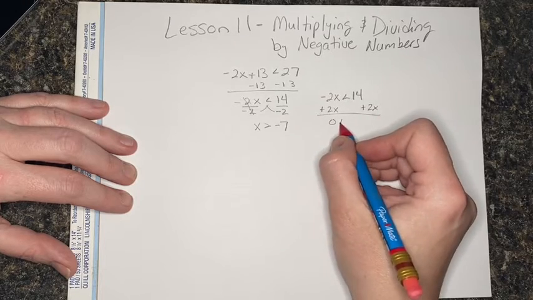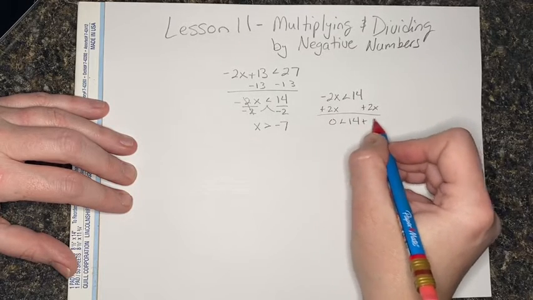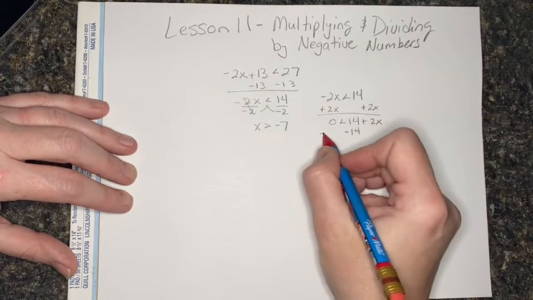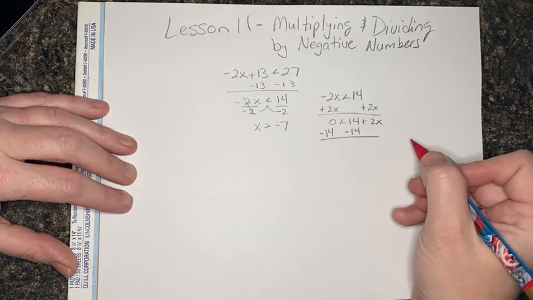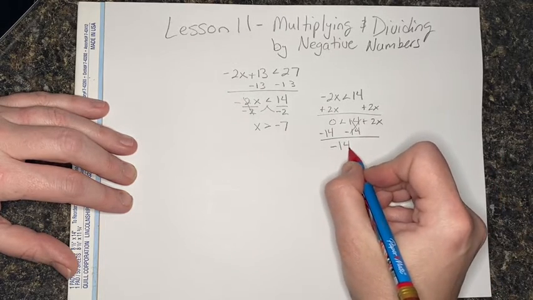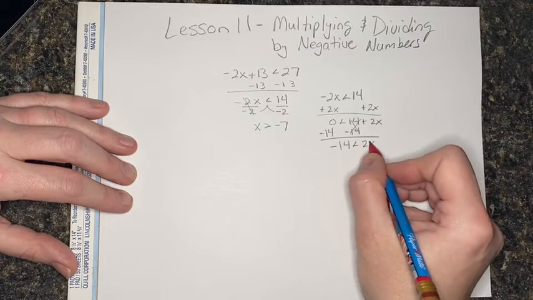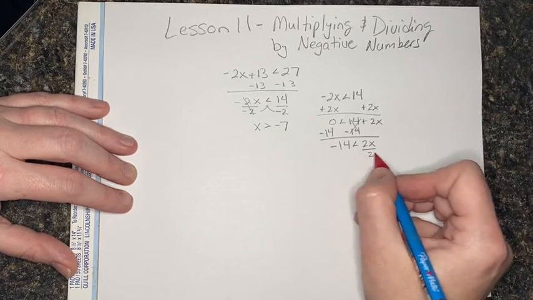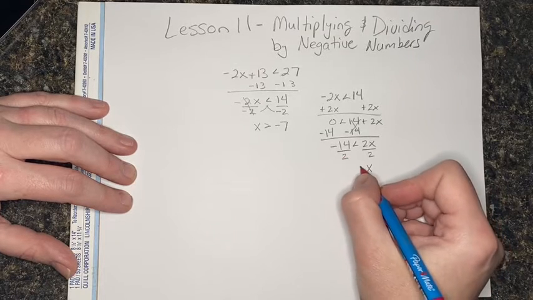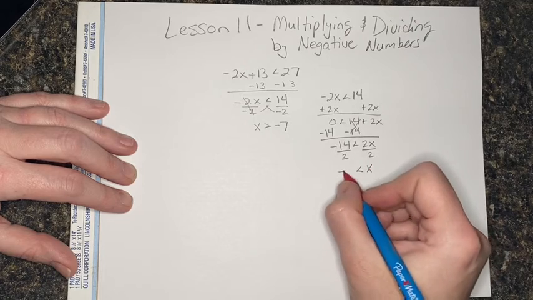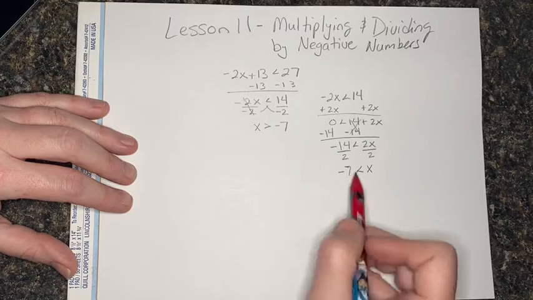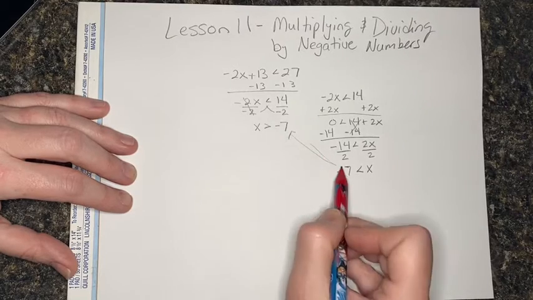So now we have 0 is less than 14 plus 2x, right? Well, now I would have to move my 14 to the other side so we could solve, by subtracting 14 from both sides. Now I have negative 14 is less than 2x. Now we would just divide by our positive 2 like normal. And then we're left with x being greater than negative 7, or negative 7 being less than x. These two things are the same, okay?